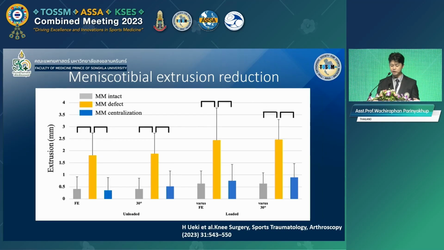did the centralization procedure and measured the extrusion by ultrasound. They found that when they cut the meniscal root, the meniscal extrusion can occur, and when they do the centralization and apply some load, the meniscus is still there.